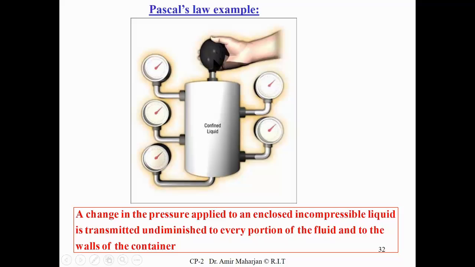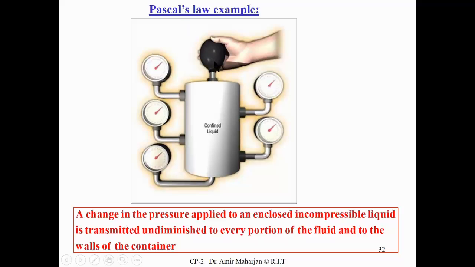So for example, Pascal's law simply says if you apply, say, 5 pounds of pressure here by squeezing it, all these pressure gauges will show exactly 5 pounds. So that's why any change in the pressure applied to an enclosed incompressible liquid is transmitted undiminished, equally to every portion of the fluid and to the walls of the container. Okay, so that's basically Pascal's law.